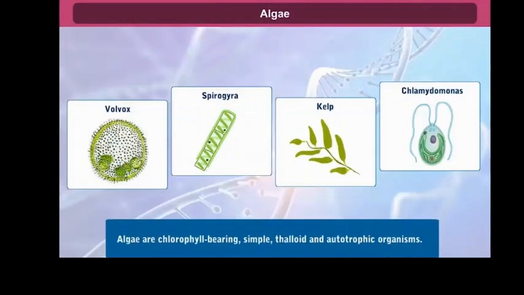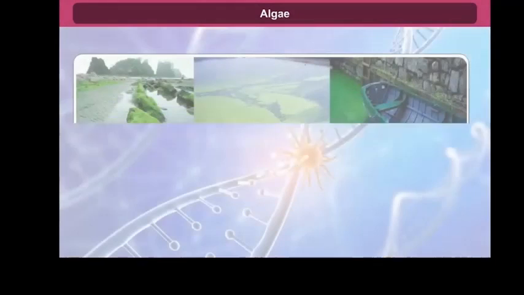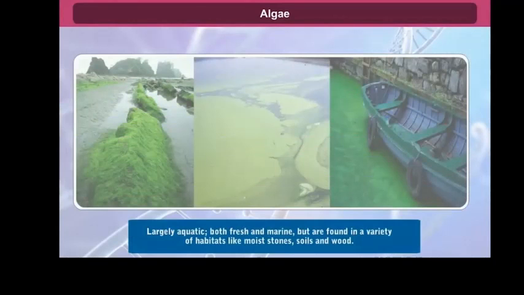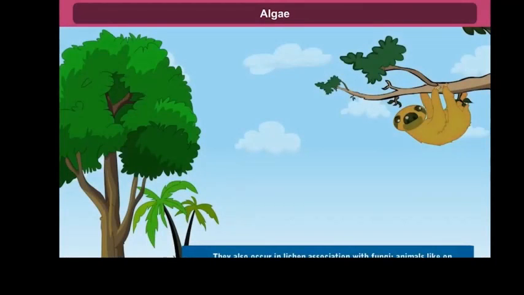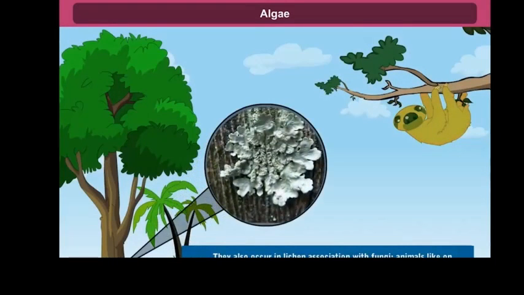Algae are chlorophyll-bearing, simple, thalloid, and autotrophic organisms. They are largely aquatic, both fresh and marine, but are found in a variety of habitats, like moist stones, soils, and wood. They also occur in lichen association with fungi, and on animals like the sloth bear.